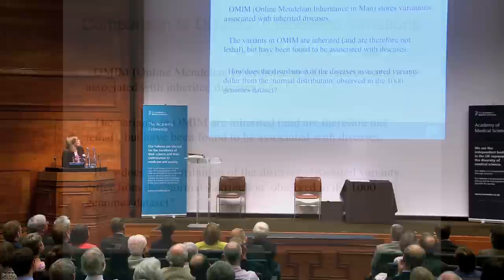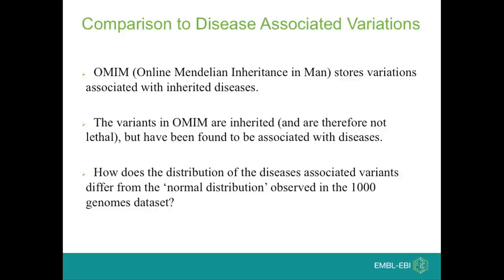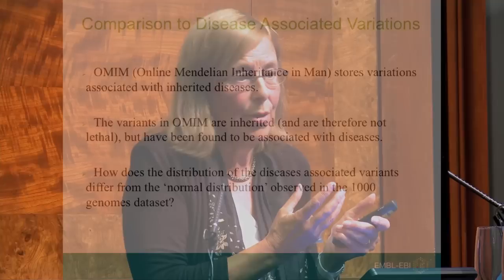But you can also compare these variants, what I call natural variants, with disease-associated variants, the variants that are known to be associated with some disease, and say, well, is there a difference between those variants that cause diseases and those variants that have no impact? To do that, we compared them with something called OMIM, which is a database. As I said, it all comes down to looking at data. A database of individual variants that are inherited, OMIM, online Mendelian inheritance in man. So these mutations are actually passed from parent to child. That means that they're not usually lethal. They don't kill people off because they live long enough to produce children. So they are a special sort of variants.